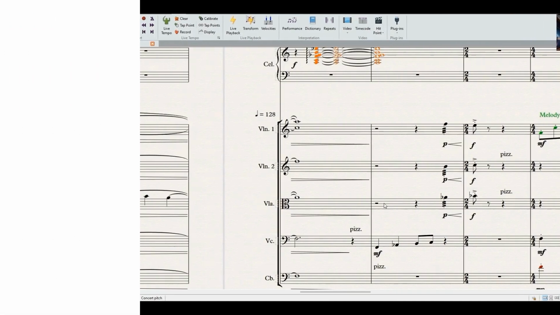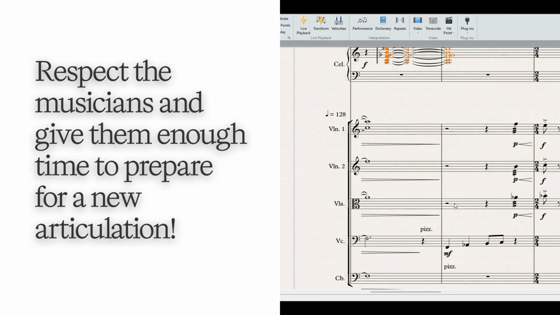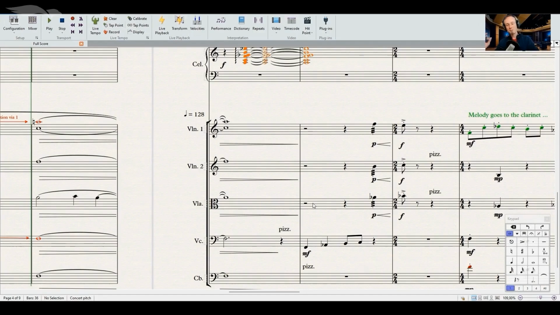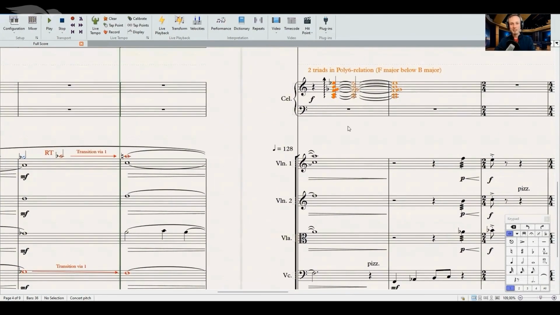If you do live sessions, give the players enough time to change for the articulations. This includes stuff like mutes for the brass, the pizzicato technique, because they have to get rid of the bow. And the shorter this transition time period is, the more noise they will make. And that is something that you don't want to hear in the recording later. So you want to give them a little bit of time to make the adjustment, and then they can be more careful. But let's quickly focus on how this celesta helps with the transition.